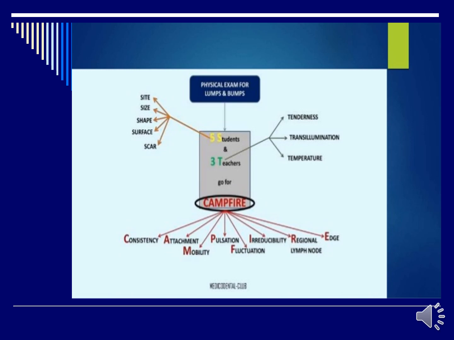The 3 teachers, or 3T: tenderness, transillumination, and temperature. All of them are important in the examination. Go for campfire: consistency of the mass, attachment to the underlying surface or to the skin, mobility, whether it is lateral mobility or up and down, pulsation. Some tumors, especially carotid body tumor, press on the carotid so it is pulsatile, and fluctuation, especially in an abscess.